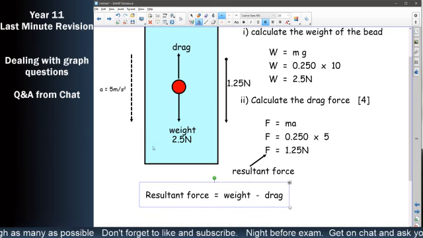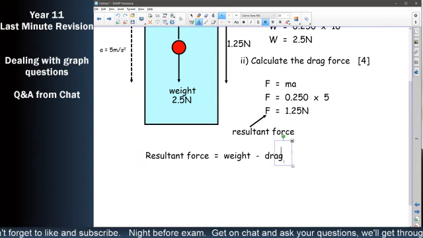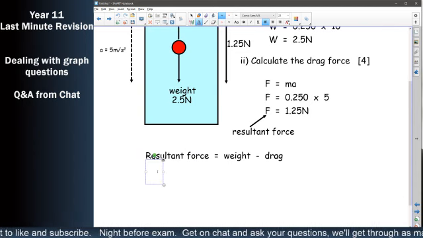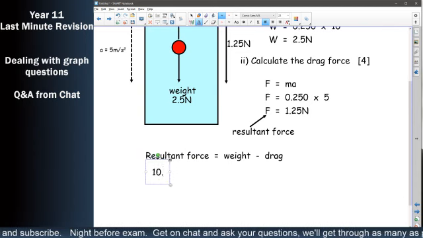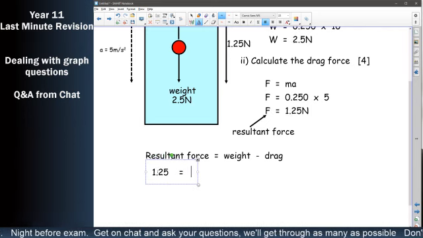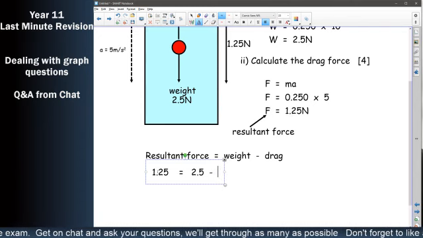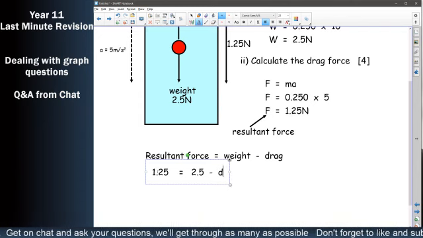Like somebody dives underwater and then they kind of float up to the top. But in this case, we're not accelerating upwards; we're accelerating downwards. So I know my downward force is bigger. So I know it's going to be weight take away drag. So my resultant force, which I've just calculated, is 1.25, is equal to my weight, which I had as 2.5 before, take away my drag force, and we'll call that D.